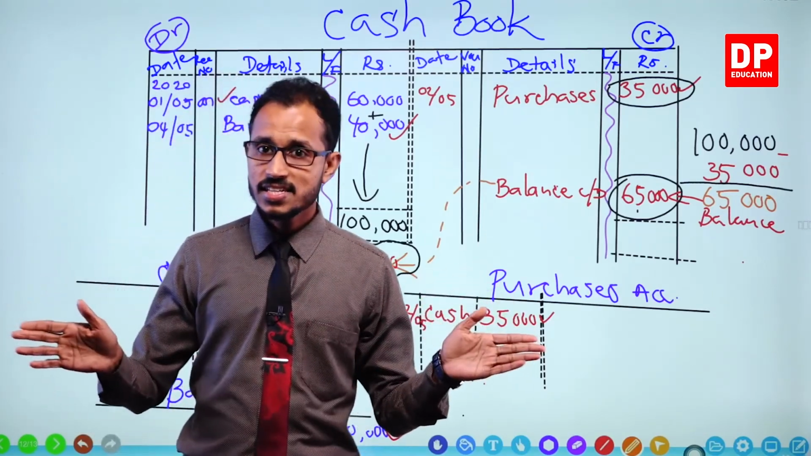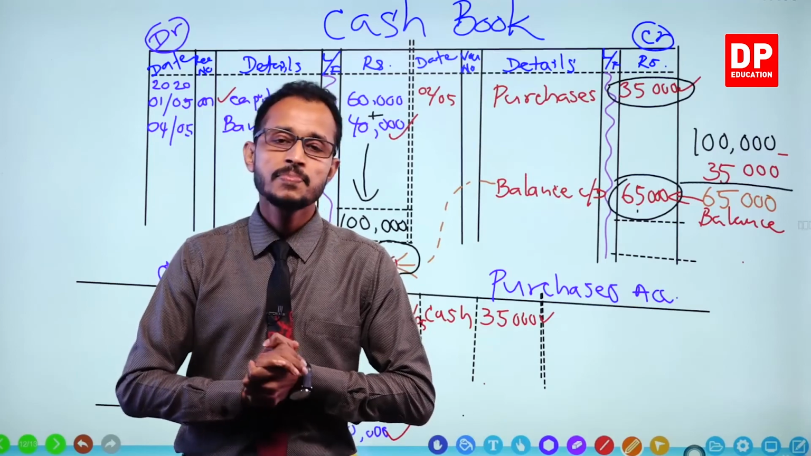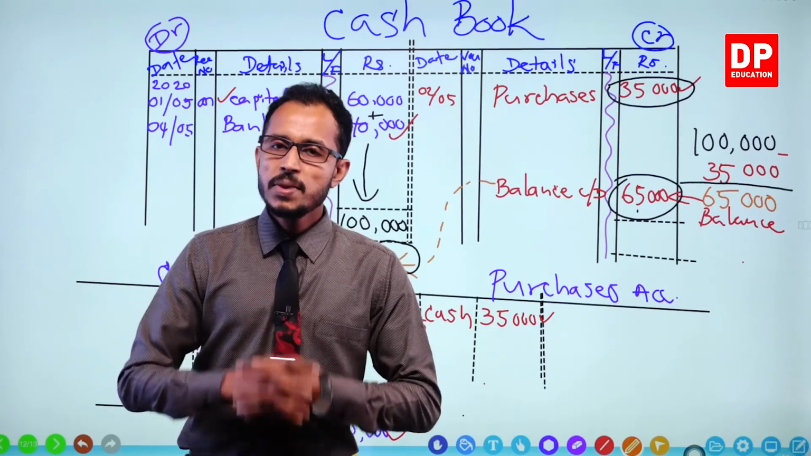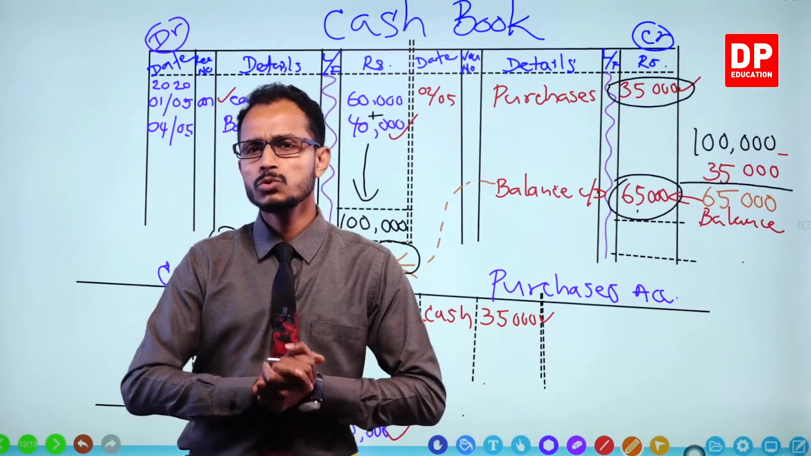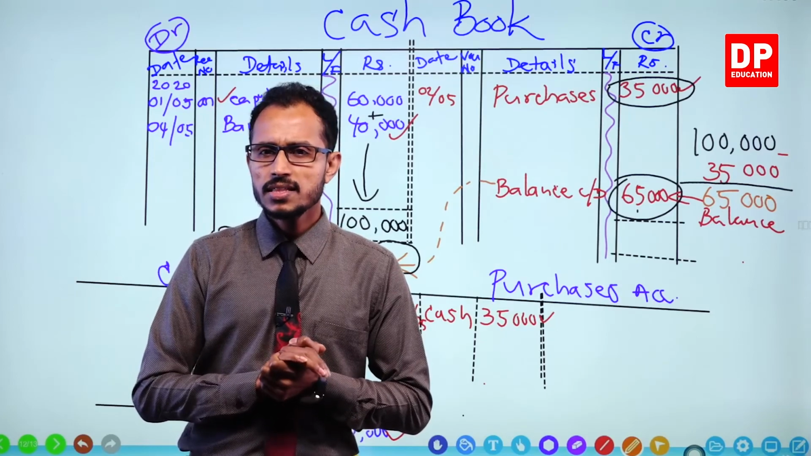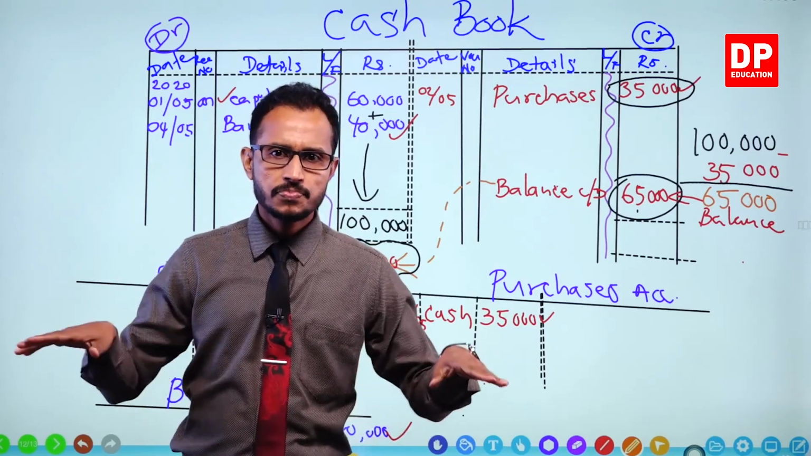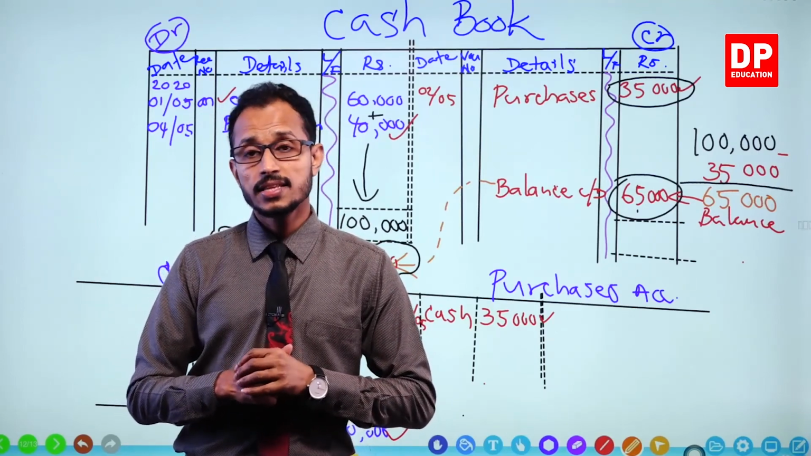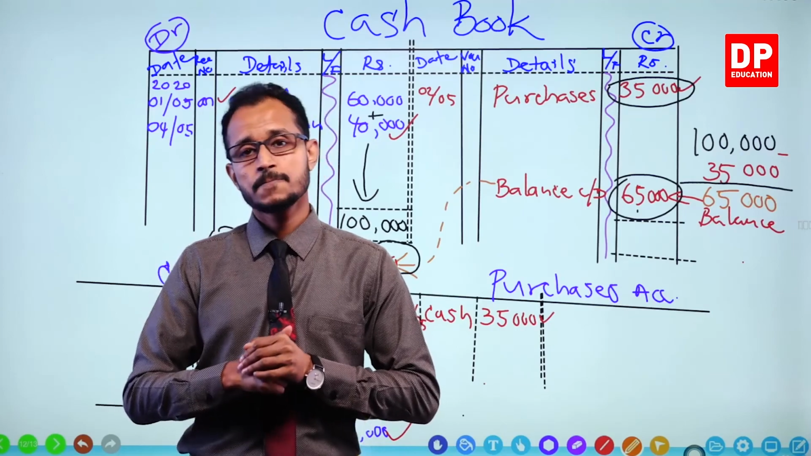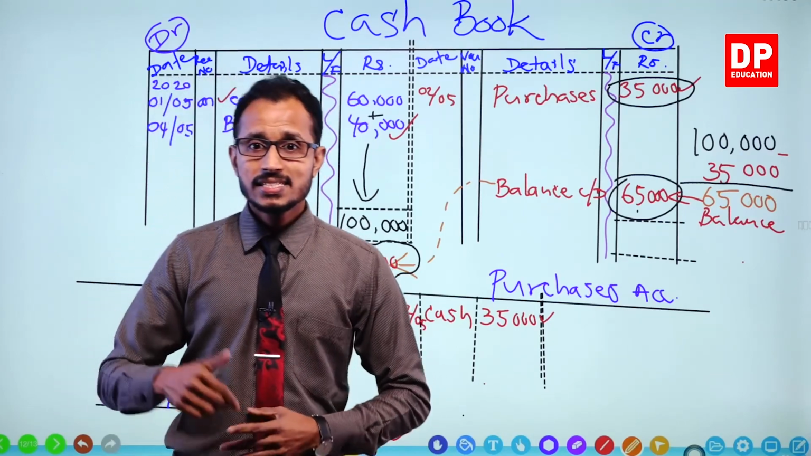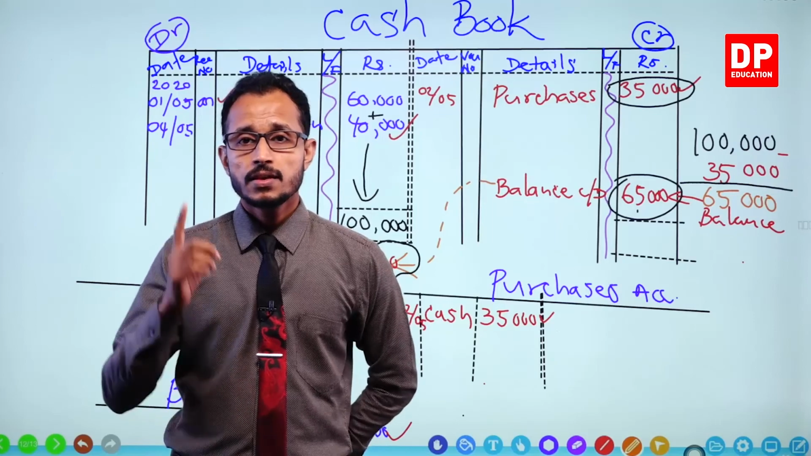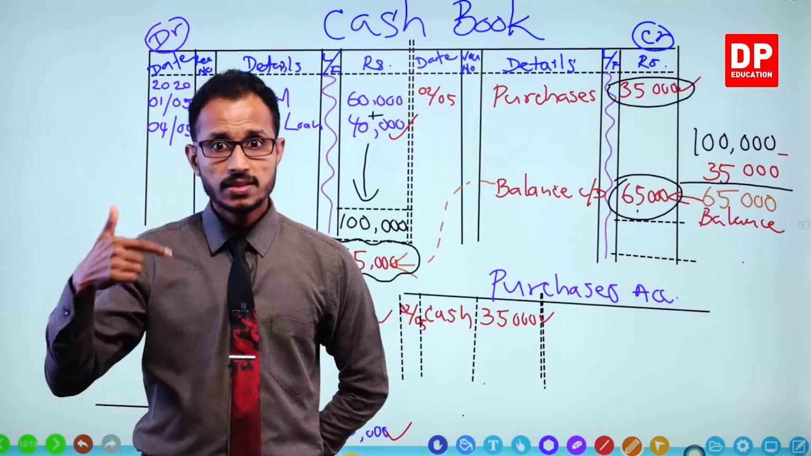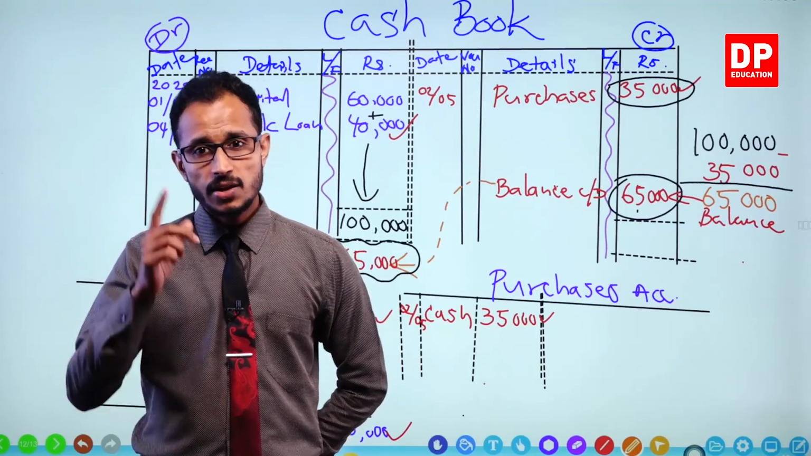Alright children, that's it for today in this session. We mainly learnt how to record transactions in the cash book and the relevant ledger accounts, and how to balance the cash book and the other ledger accounts. In the next session, children, we are going to record the transactions with discounts. I hope you will get together with me.